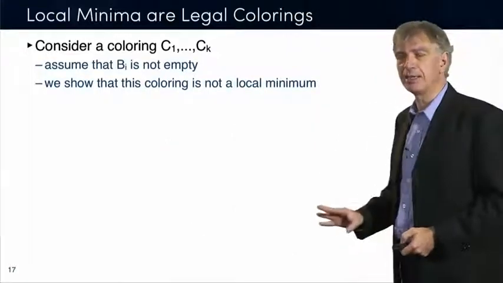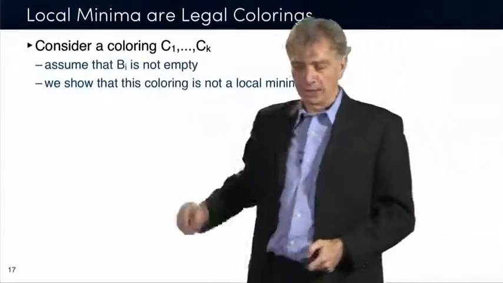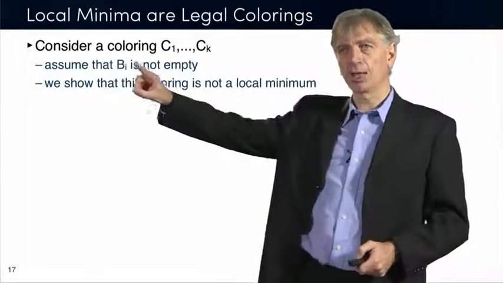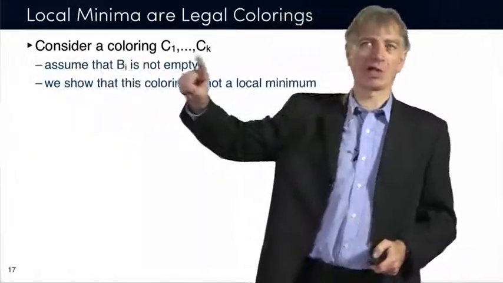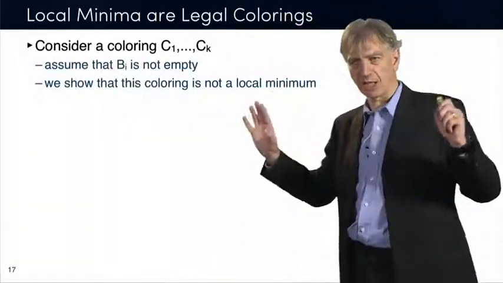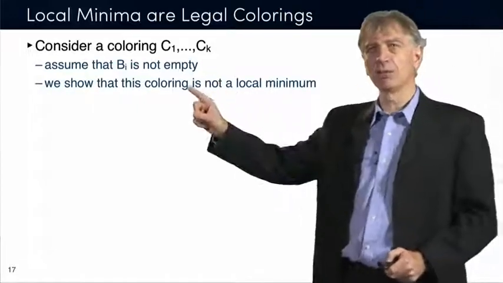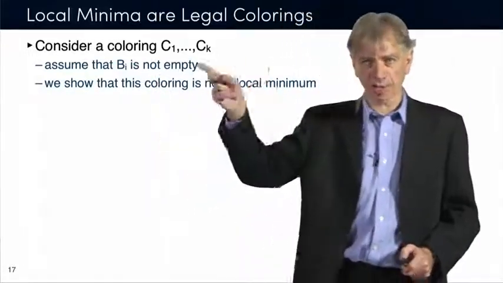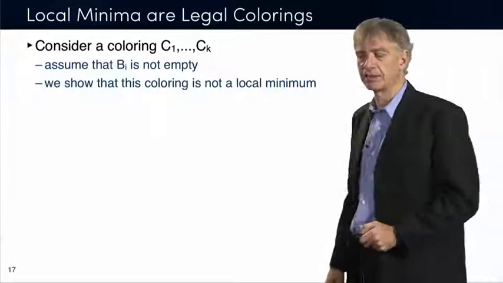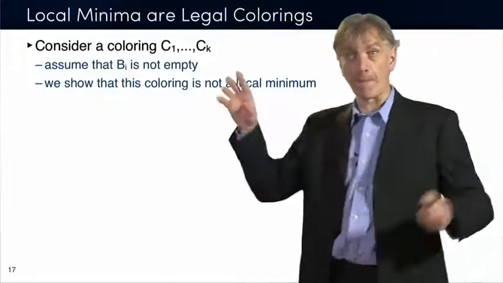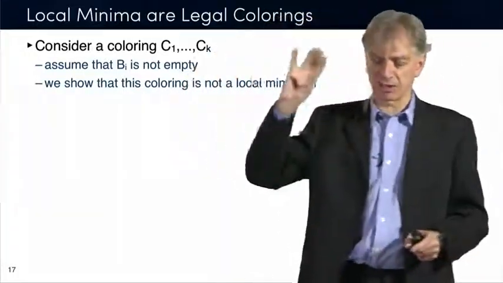Okay, and the key idea of the proof is, let's assume that I have a coloring in color classes C1 to CK. So I have K colors, and I'm going to assume that I have a violation. That means that one of the Bi is not empty. So I have a bad edge somewhere, and let's assume that this is color i.